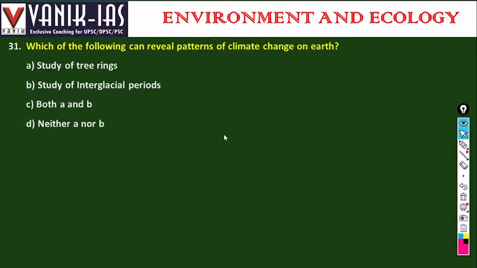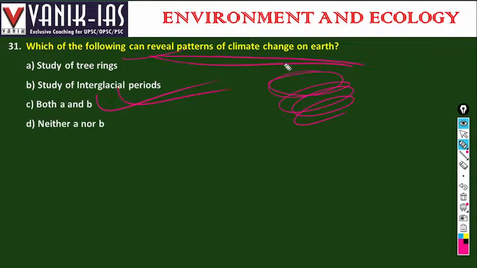Which of the following reveal the patterns of climate change on Earth? Study of tree rings, study of interglacial periods. That will give information regarding patterns of Earth. Both the statements are right. Study of tree rings, how many rings there are, and interglacial periods give information regarding the average global temperature over thousands of years. That will inform us about climate change. So both the statements are right.